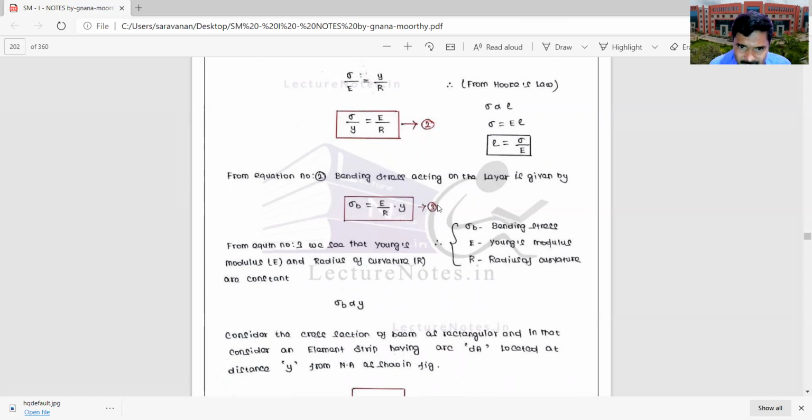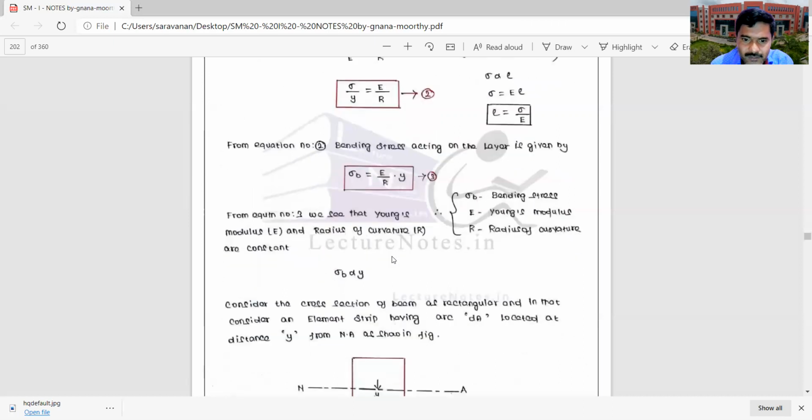From equation 3, we see that Young's modulus E and the radius of curvature R are constant values, and sigma B will vary based on the value of Y. If the distance Y is increased, what will happen to sigma B? It increases, because sigma B is directly proportional to Y. If Y is less, sigma B is also less.